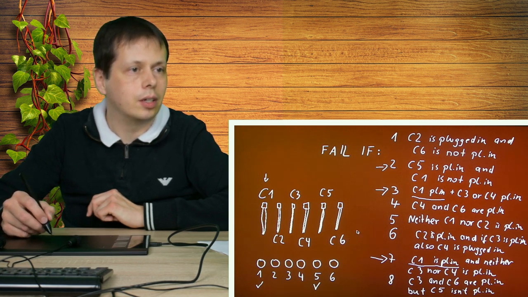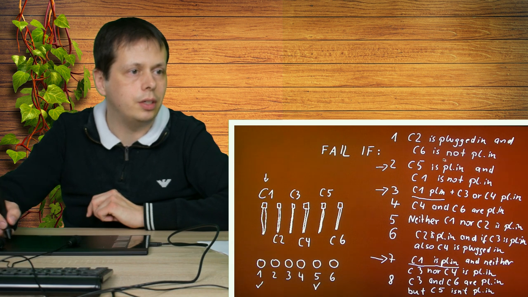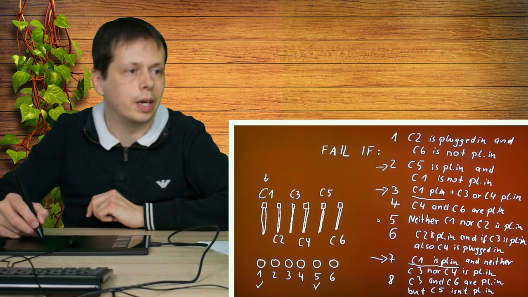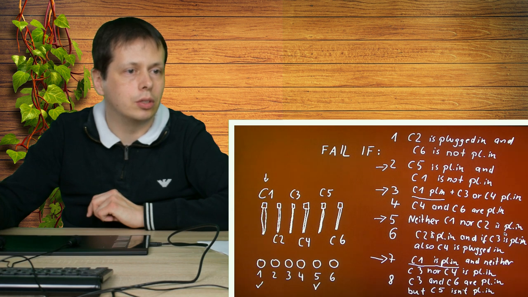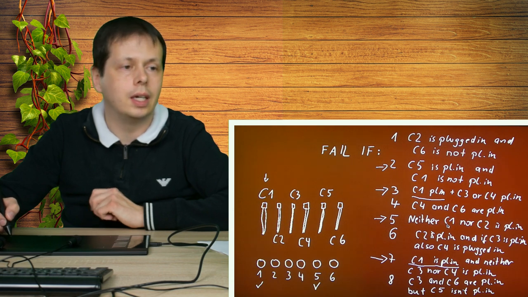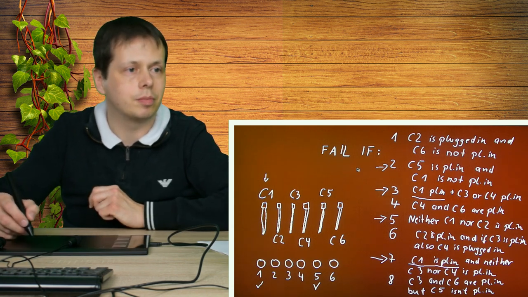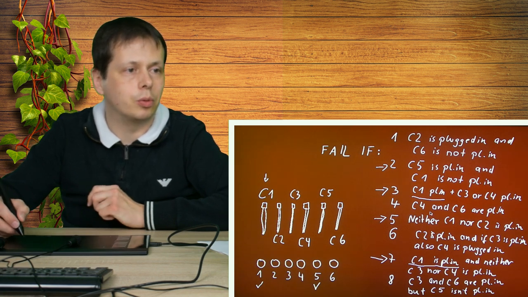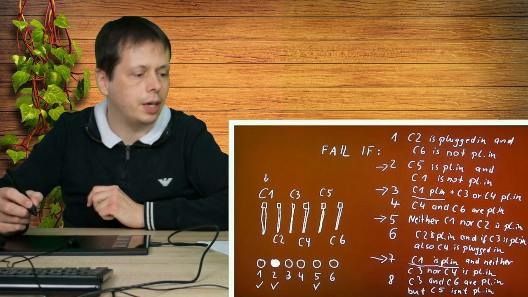And let's look at another condition where cable 1 is mentioned. As you can see, in condition 5, we have neither cable 1 nor cable 2 is plugged in. So we know cable 1 is not plugged in, and if cable 2 were also not plugged in, then we would have a fail. So the only possibility is to plug in cable 2 because of condition 5.